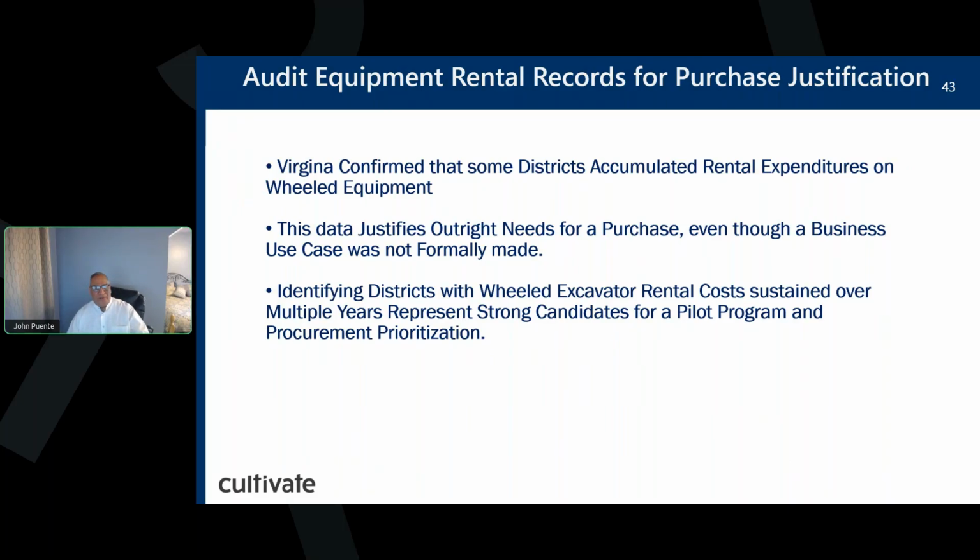So the last one is basically that they're looking at what those rental costs sustain over multiple years, and that those districts themselves that are purchasing those types of equipment could be those pilot programs that you want to adopt while you're trying to do this pilot at the Ohio DOT.